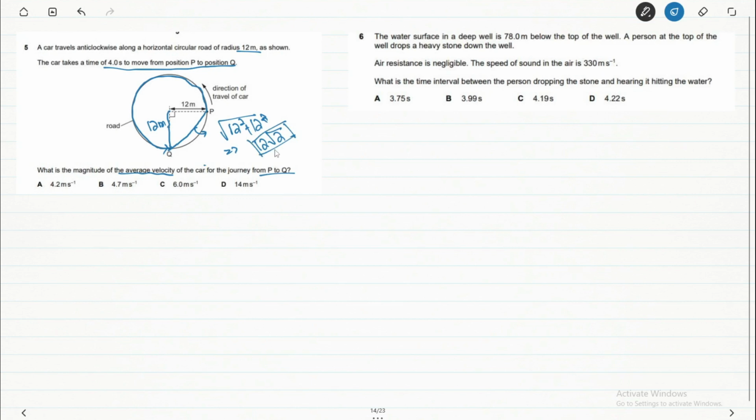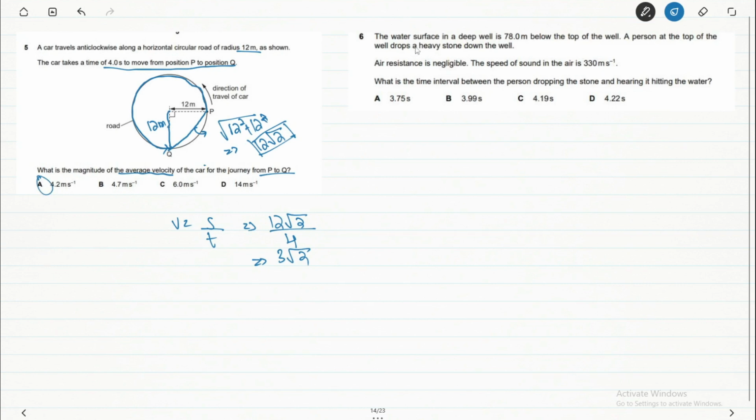Now, this is the displacement, right? This is the distance that it has covered, but this is the displacement. So velocity is displacement per time. So 12 under root 2 divided by 4 seconds. So it's 3 under root 2, I'm sorry, yeah, 3 under root 2. 3 under root 2 becomes 4.2. So this is our answer, right?